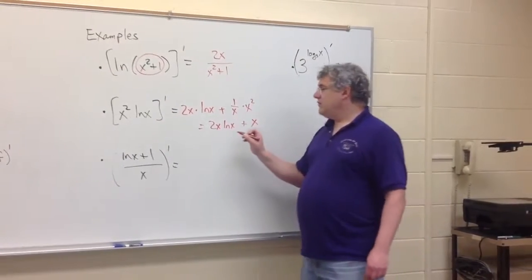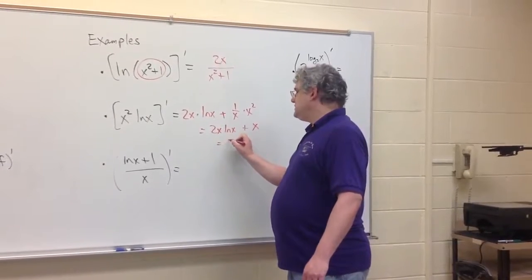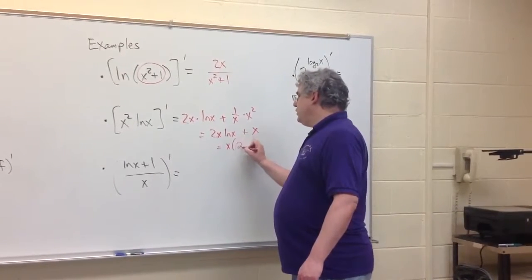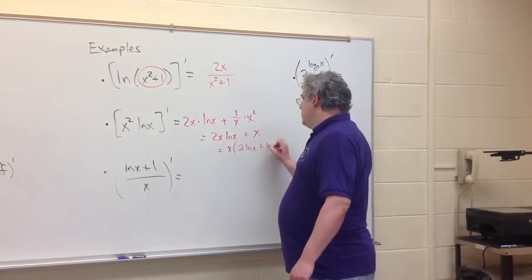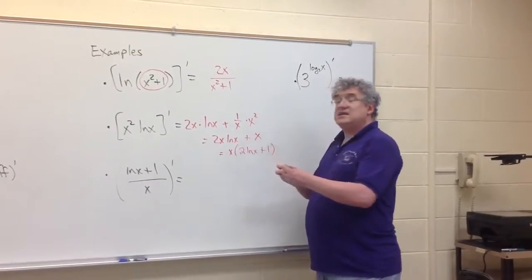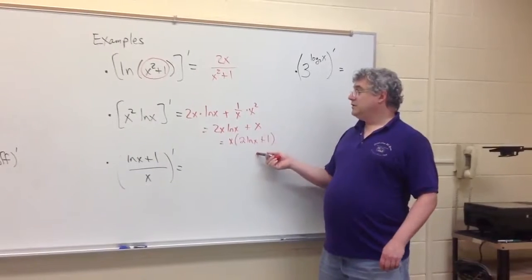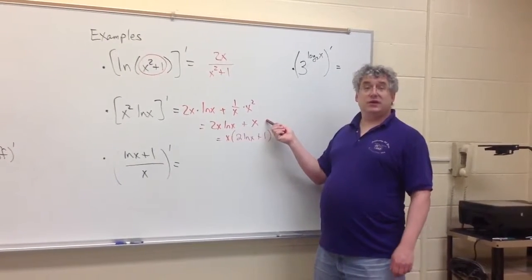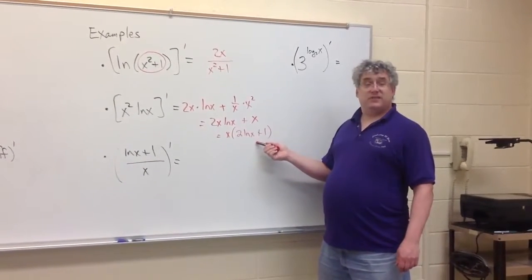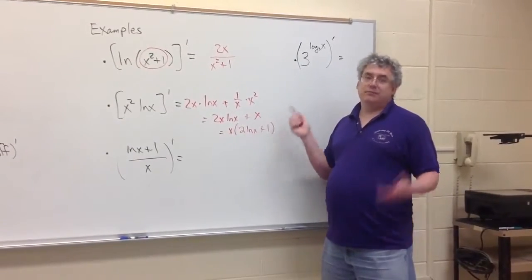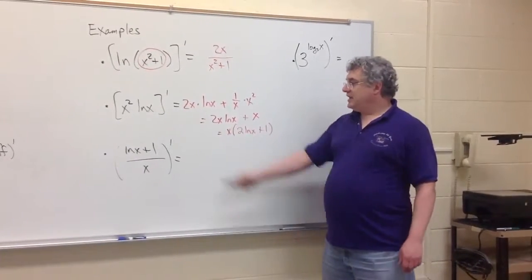You could further write this as x factored out, x times (2 ln x plus 1), by pulling the x out of the whole thing. Sometimes that's useful, but honestly, if it's a choice between these two, I kind of like this one better. I think it looks prettier. If you like this one better, that's fine. One of these two is simplified. Either way.